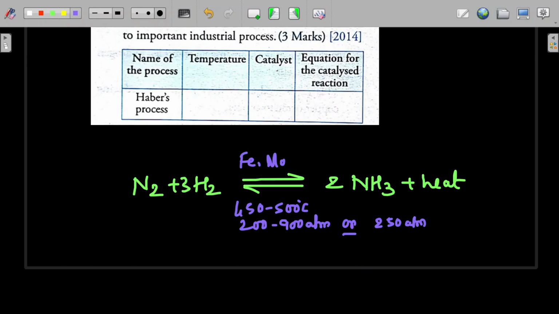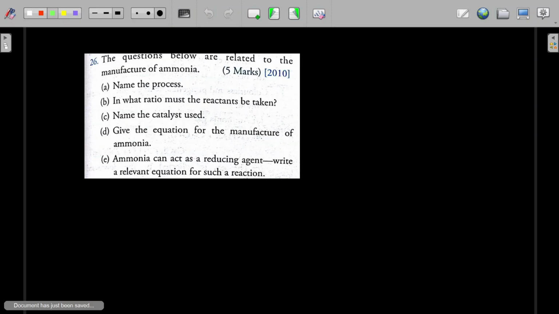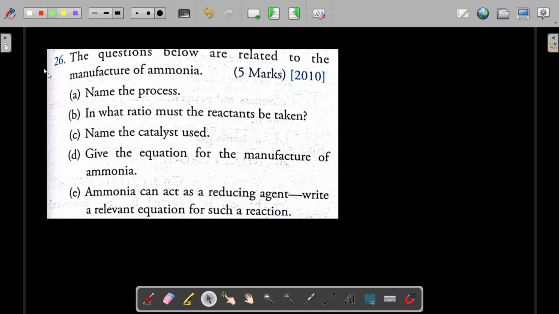So based on that, they have asked here a 3 marks question. Anybody has doubt? Okay. Temperature they have asked, catalyst, equation. So I have written everything. Sometimes for one equation, 3 marks. If you know that, then it is jackpot. Otherwise, it's bad luck.